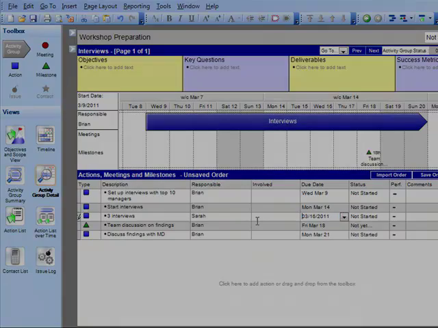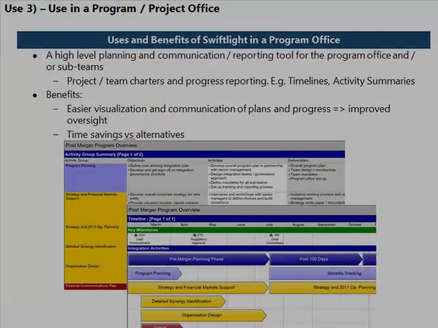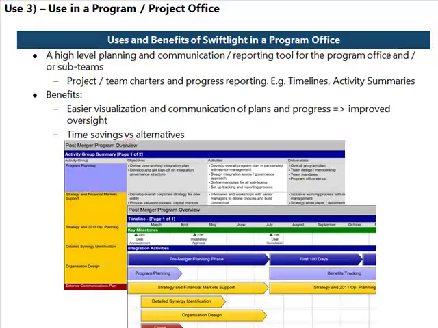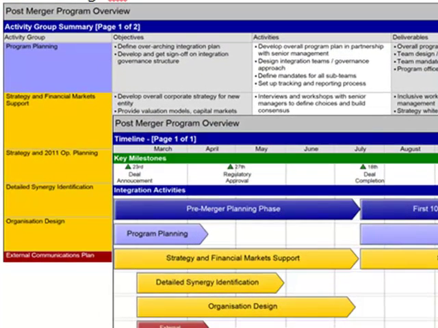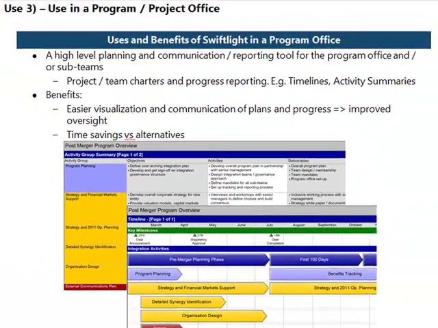Moving on to use 3, and this is using Swiftlight in a program office. Whether it's by the program office team or the sub-teams who are reporting into them, Swiftlight's timelines and activity summaries are great for management communication and reporting. And you can either use Swiftlight on a standalone basis or alongside MS Project. And we have a number of customers who are using Swiftlight in this way and finding that senior management really like the quality of the timelines and the other outputs that they're getting.